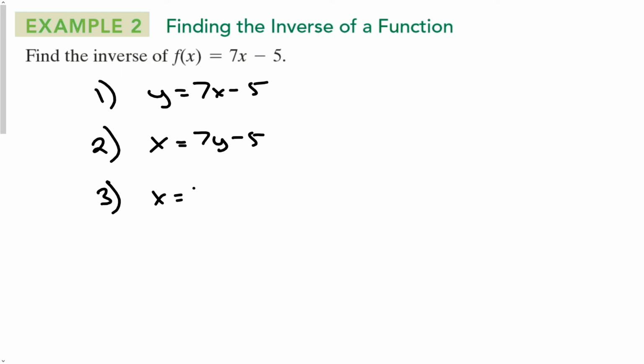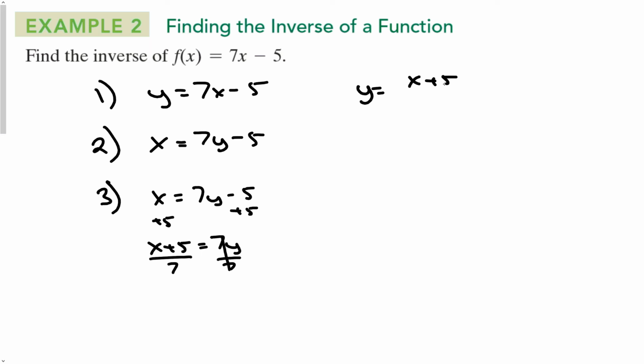So we start with our equation. I'm going to add 5 to both sides to give me x plus 5 is equal to 7y, and divide out the 7. Okay? So now, when I look at this, let me write my function again. So we have y is equal to x plus 5 over 7. So step 4 is going to be replace y with the f inverse of x if it is a function, which it is. So we put f inverse of x is equal to x plus 5 over 7.